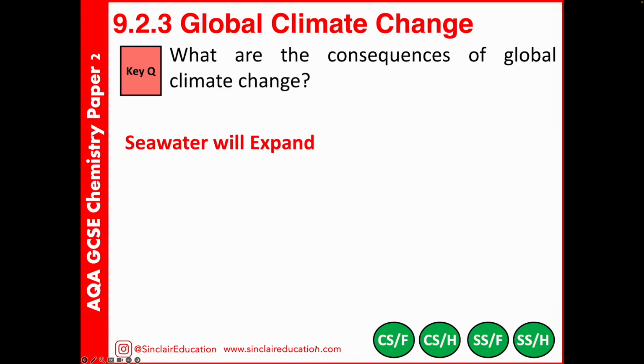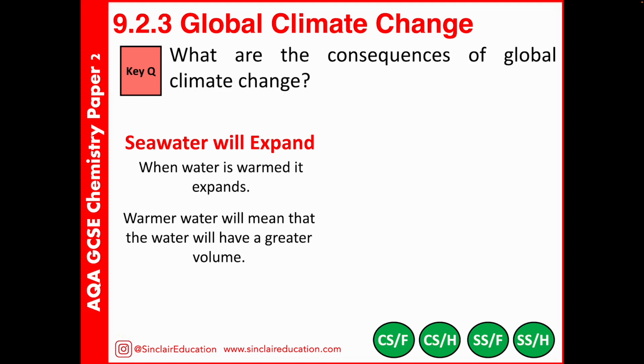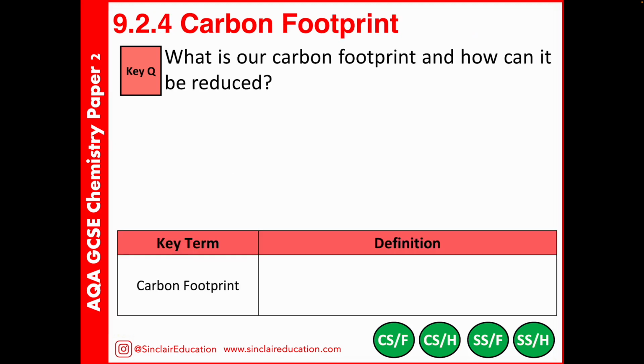Seawater will also expand. So flooding and rising sea levels are not just down to the melting ice caps, but down to the fact that when water is warmed up, the particles move away from each other and get larger. So it means that the warmer water takes up a larger volume, a bigger space. So seawater will rise in turn, and that again causes more flooding.